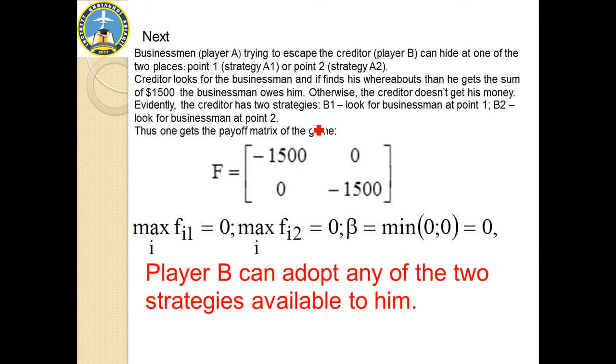Again, he applies his minimax approach, his minimax solution. He finds the maxima across the rows. Maximum in this row is 0. Obviously, maximum in this row is 0. The minimum of these two maxima is 0. So again, player B can adopt any of the two strategies available to him.